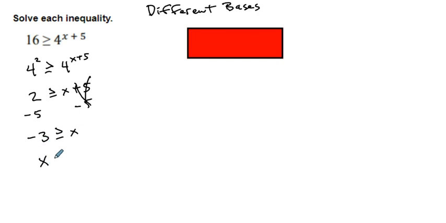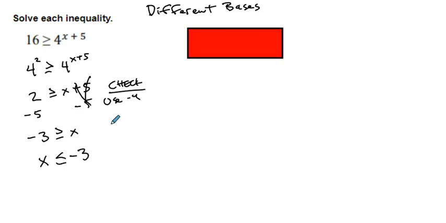I'm going to write this the other way because that to me makes the most sense. X is less than or equal to -3. And so now for my check step, let's grab a value that is less than or equal to -3 and put it in. I think it's a little counterproductive to actually use -3 because that's what we just solved for. So let's use -4.